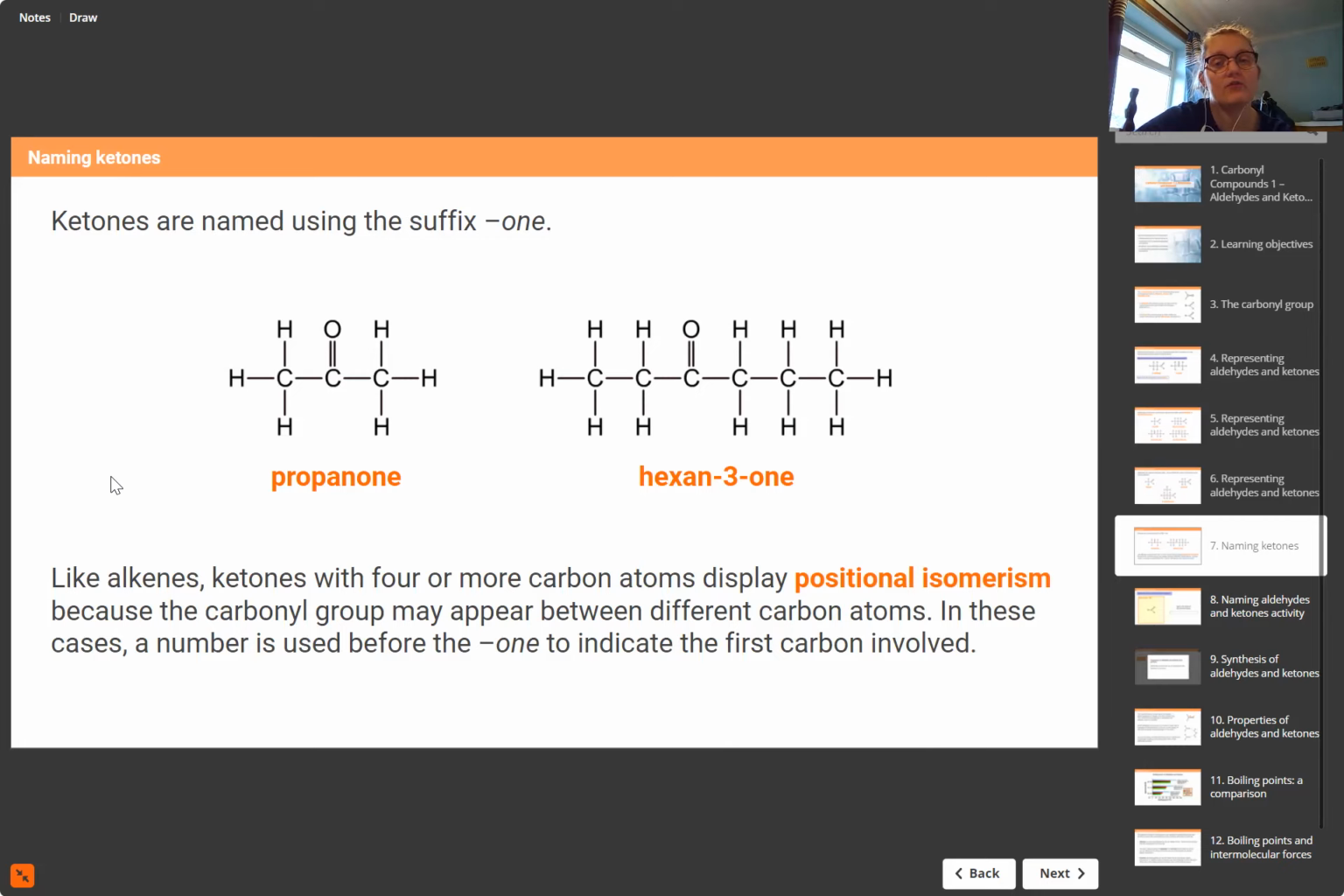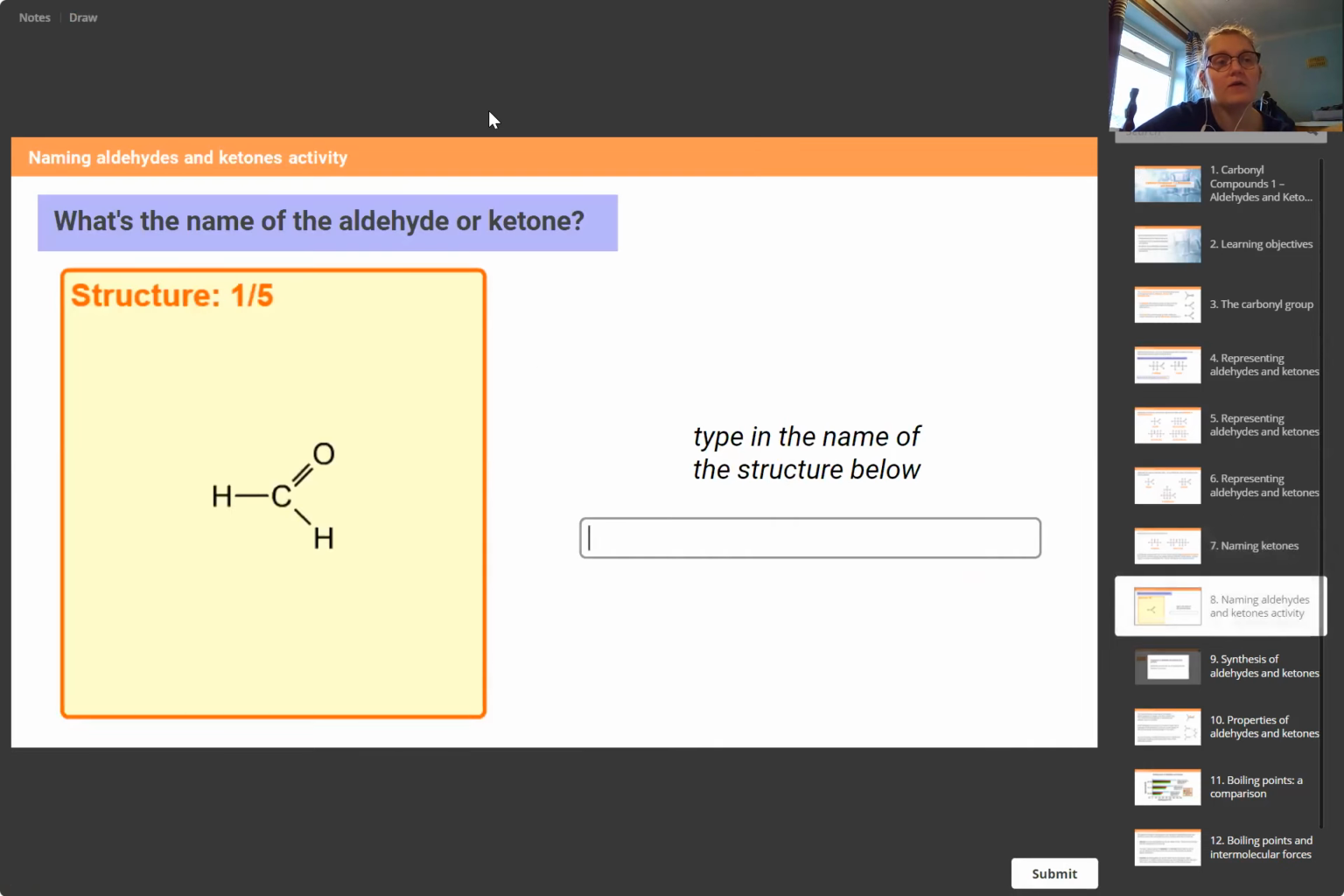So we're going to quickly go through naming some aldehydes and ketones. So if you were given this, first of all, let's look at how many carbons we've got. We've only got one carbon present.